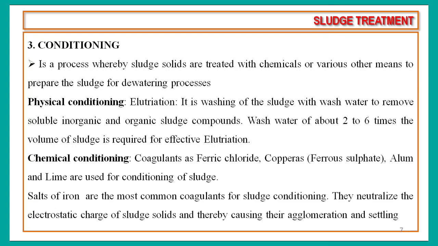That means in chemical conditioning, coagulants like ferric chloride, ferrous sulfate, alums, and lime are used for the conditioning of the sludge. And the salts of iron are the most common coagulants used. These salts neutralize the electrostatic charge of the sludge solids, and thereby cause the agglomeration and settling of the sludge solids.